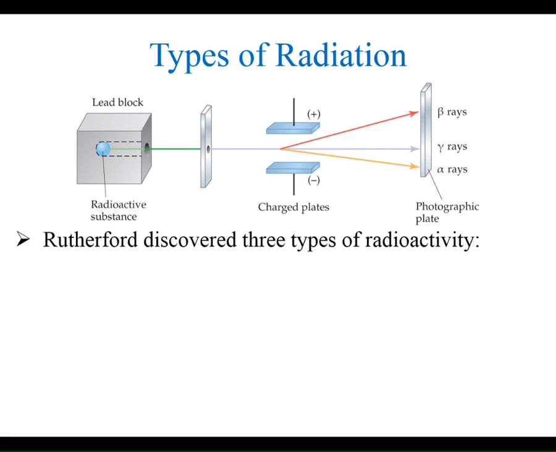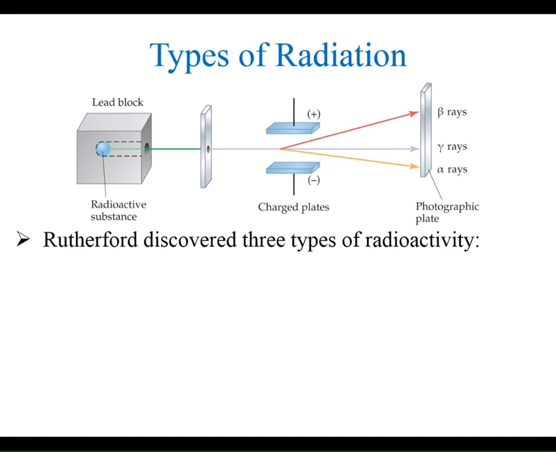So there was a man named Ernest Rutherford I mentioned before. Remember way back with the gold foil experiment, he discovered the nucleus and all this stuff. Well, he also discovered 3 types of radioactivity: alpha, beta, and gamma. And these are the Greek letters for that, the lowercase alpha, beta, and gamma.